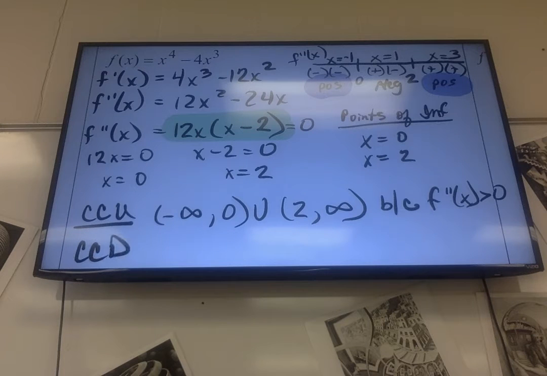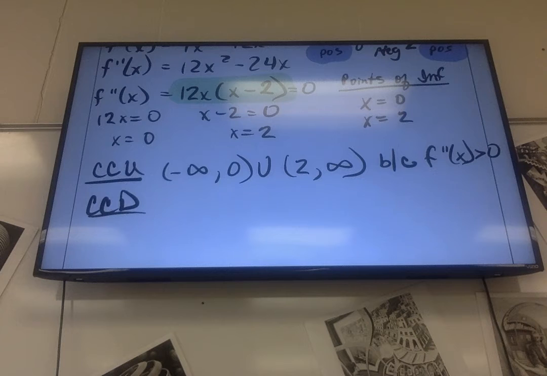Where is it concave down? 0 to 2. There you go. That was easy. And that's because f double prime of x is negative.